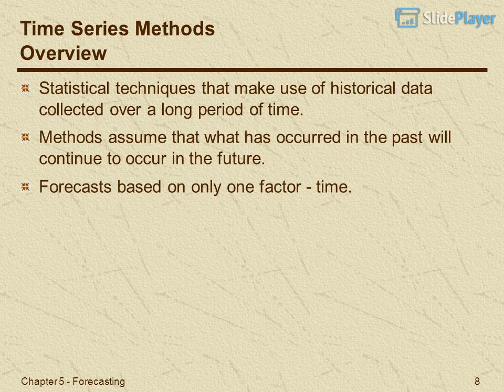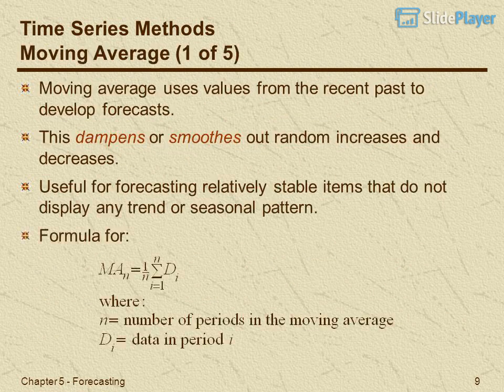Time series method. Moving average, 1 of 5. Moving average uses values from the recent past to develop forecasts. This dampens or smooths out random increases and decreases. Useful for forecasting relatively stable items that do not display any trend or seasonal pattern. Formula.